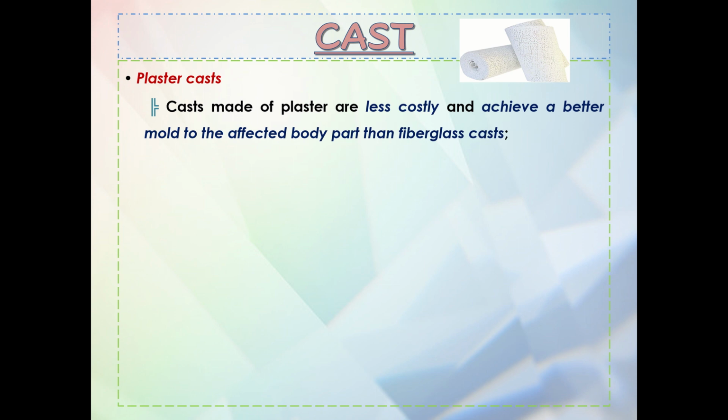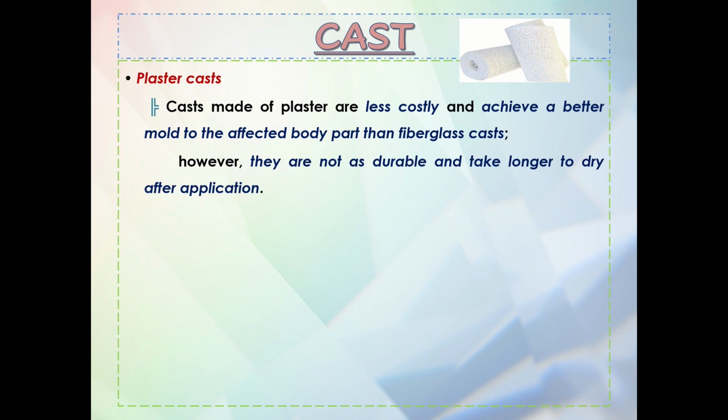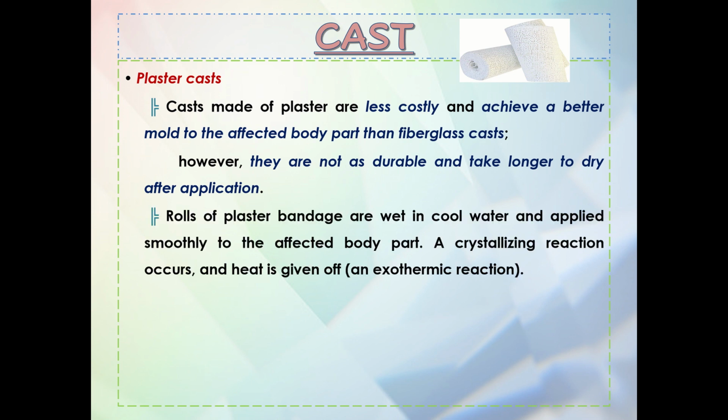The second one is plaster cast. So casts made of plaster are less costly and achieve a better mold to the affected body part than fiberglass cast. So mas mura tong plaster cast. So mas affordable. And then mas maganda yung mold to the affected body part in comparison to the fiberglass. However, they are not as durable and take longer to dry after application. So that is a disadvantage of plaster. So, hindi siya gano'n ka-durable kagaya ng fiber at saka mas matagal siyang matuyo after the application.